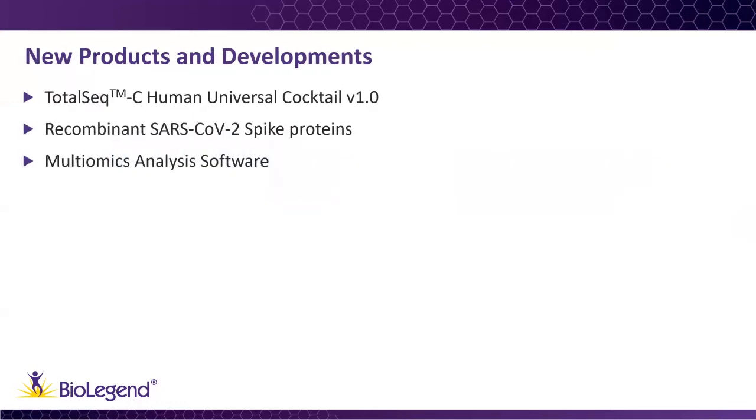Okay, so moving on. Now I will introduce two new products and an upcoming software release. The first product is the TotalSeq Human Universal Cocktail version 1.0. Followed up by that, I'd like to quickly introduce two new recombinant SARS-CoV-2 S proteins. And finally, I would like to introduce our upcoming software release called Multiomics Analysis software.